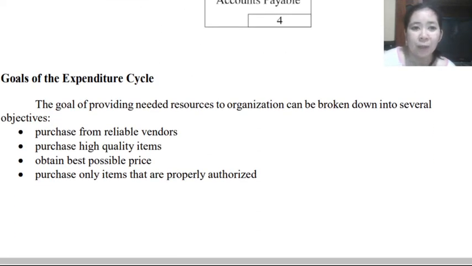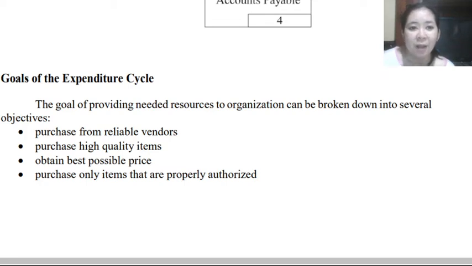The goal of the expenditure cycle is to provide the needed resources to the organization, and this can be broken into different objectives such as the following. First is to purchase from reliable vendors, where the entity has already established a good relationship, and they expect that these suppliers will deliver the quality and quantity of resources that they need.